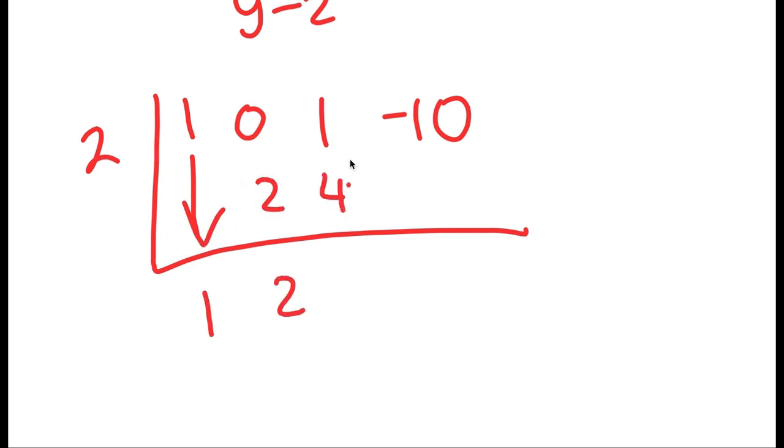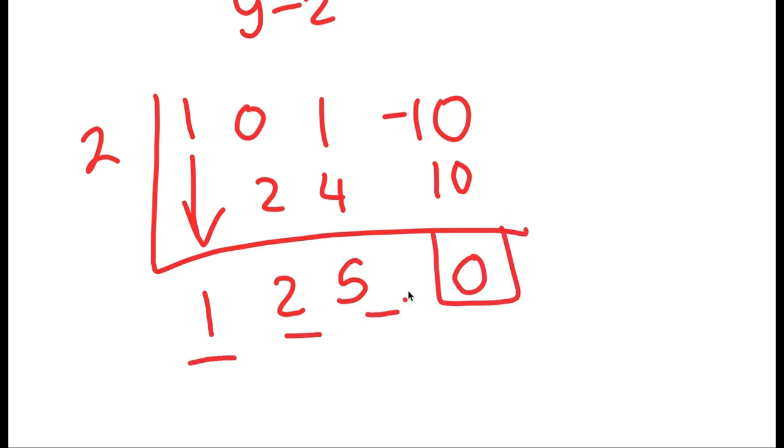2 times 2 is 4. 1 plus 4 is 5. And 2 times 5 is 10. Negative 10 plus 10 is 0. So I have a remainder of 0. And I'm going to use these as my coefficients.